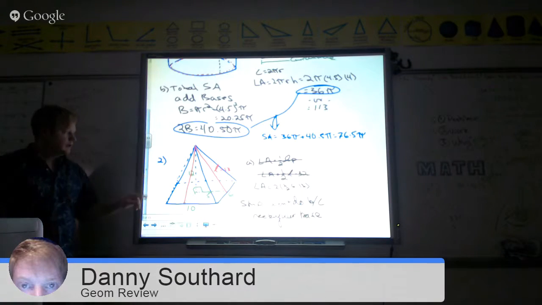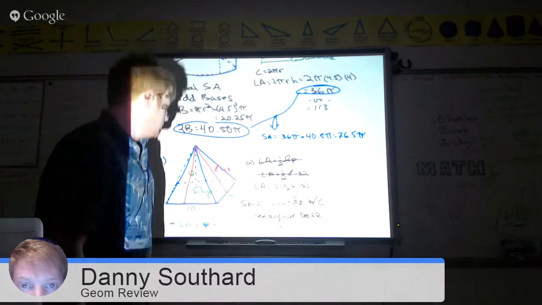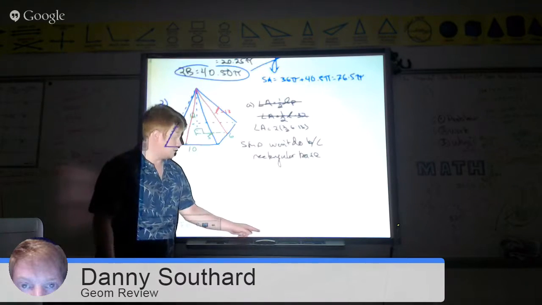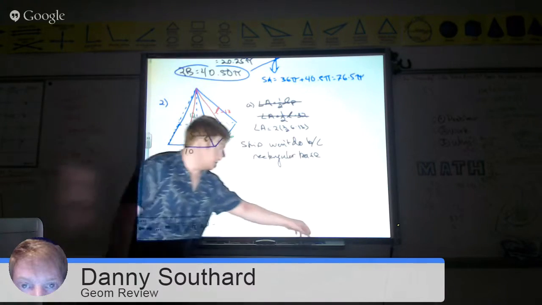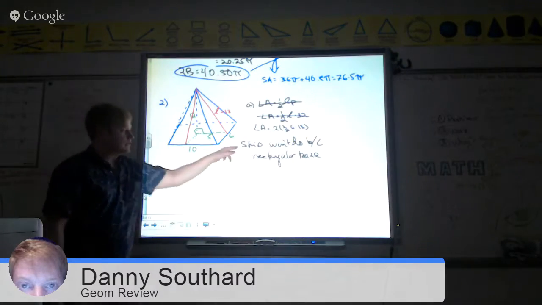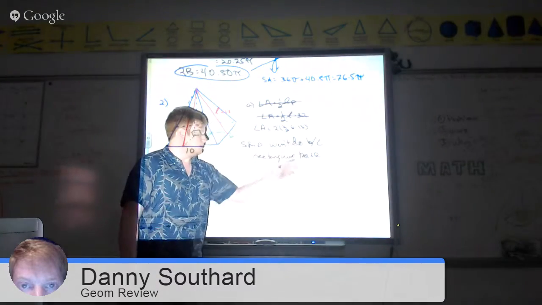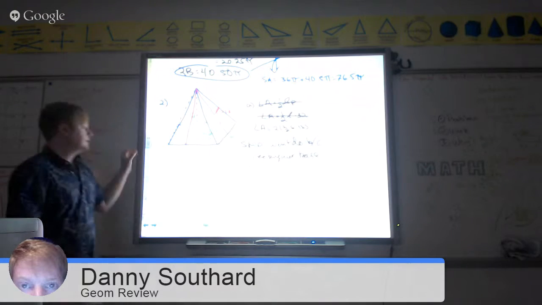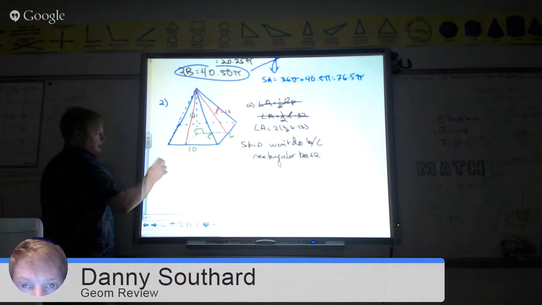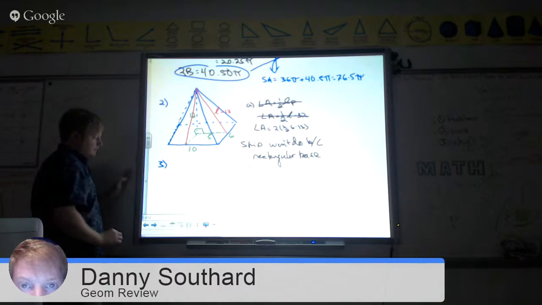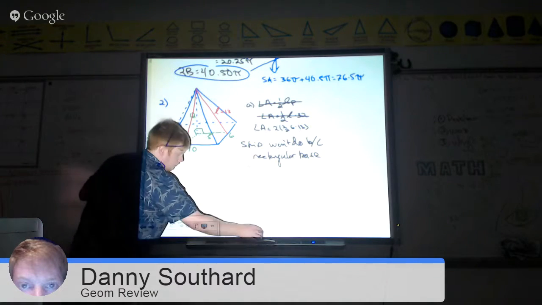Now, this problem I drew and realized I had made it much more difficult than anything you would see on your test, so I did write skip. You won't do it because it's a rectangular base. So don't worry about this problem, but we will do another surface area problem for a cone.